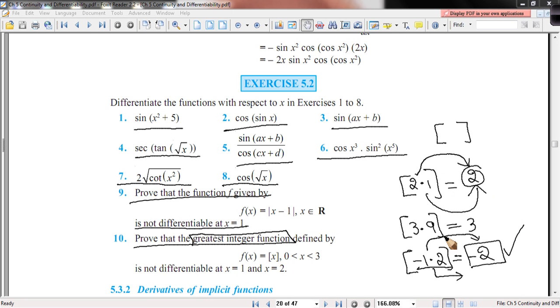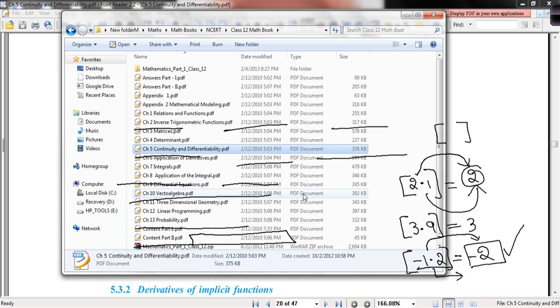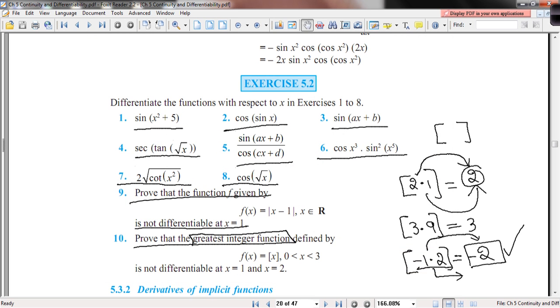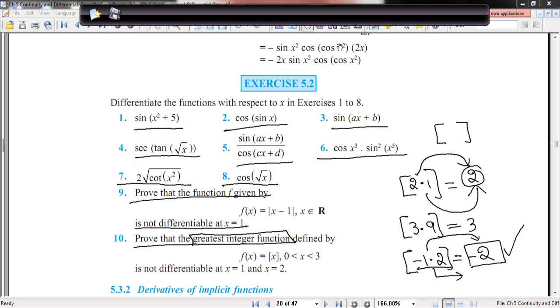Just remember these 3 examples in mind so that you get an idea of what the greatest integer function is. Prove that the greatest integer function defined by f of x is equal to the greatest integer function of x, for 0 less than x less than 3, is not differentiable at x is equal to 1 and x is equal to 2. Good, simple.